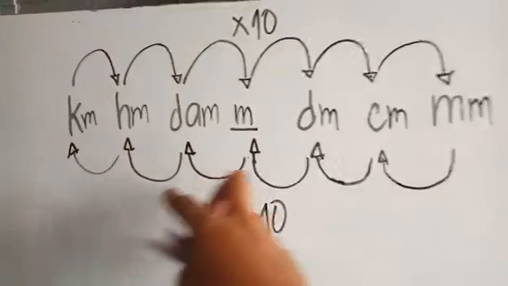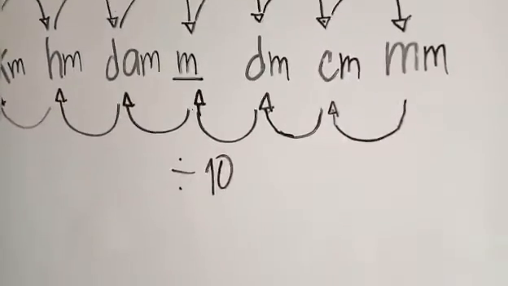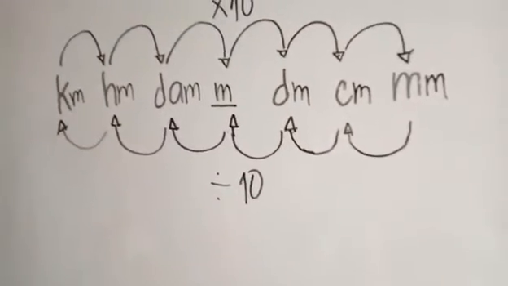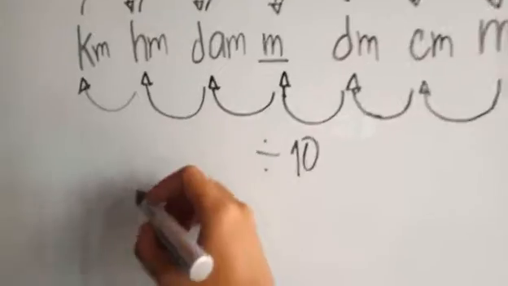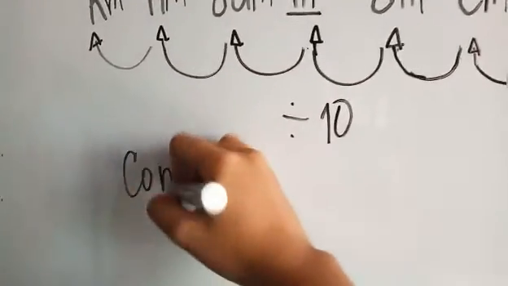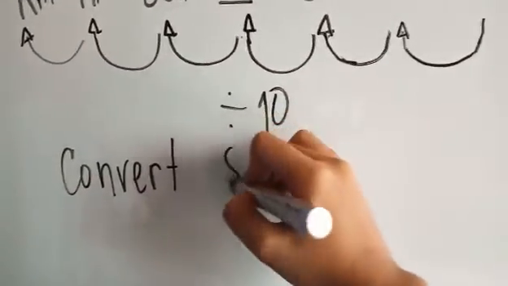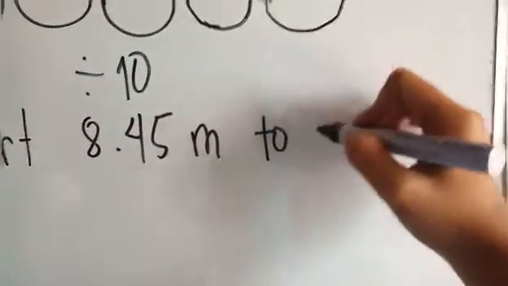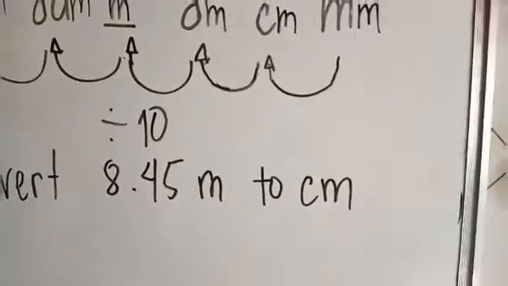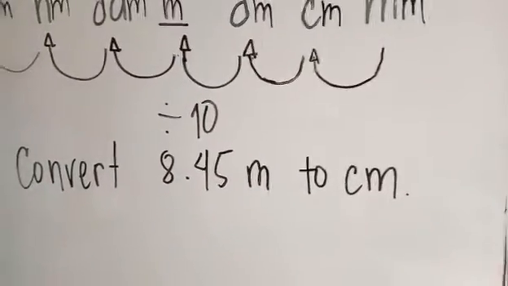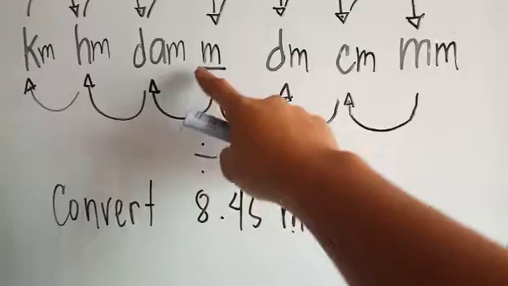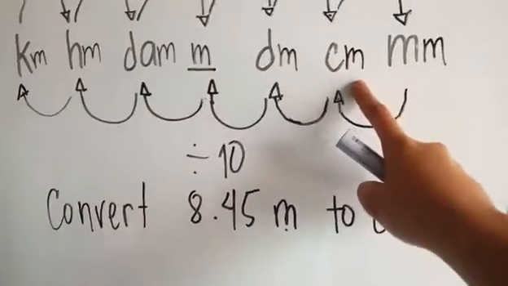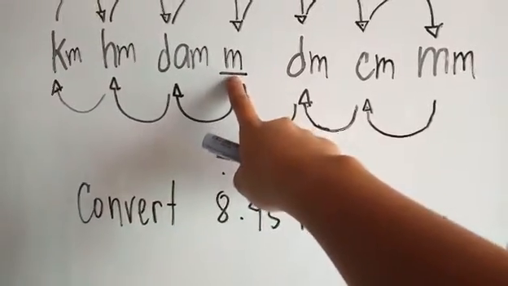So, this is the use of our chart now. So, for better understanding, let's have an example. For example, we will convert 8.45 meters to centimeters. Okay. So, our meter is here. Then, we will convert to centimeter. So, how many moves will we make?